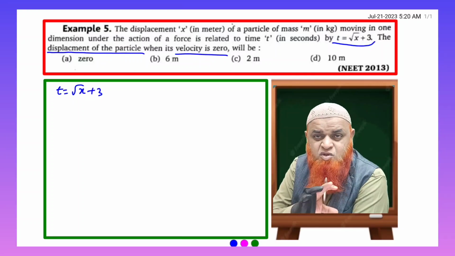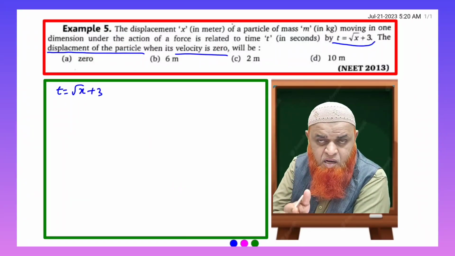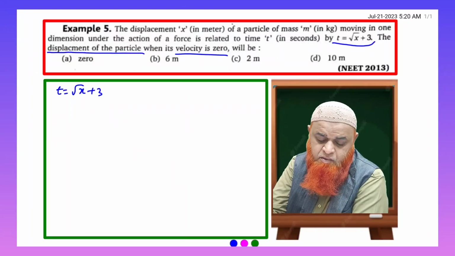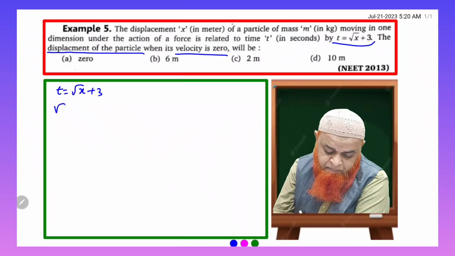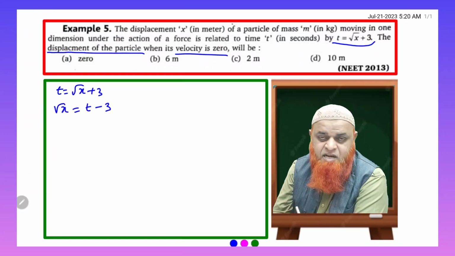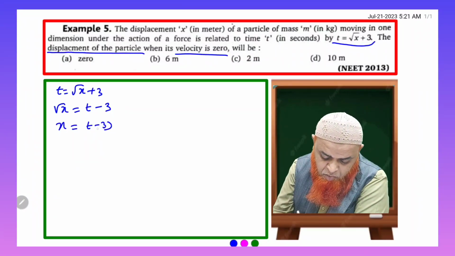But this equation is not in a proper order. You have to first place it in a proper order. Then after that you can find out the displacement. Velocity also you can find out. So for that you do one thing. Take root x to one side and the remaining terms to the other side. Then after that you can square on both sides. You'll be getting x is equal to (t minus 3) whole square.